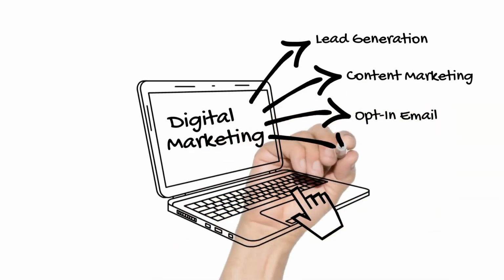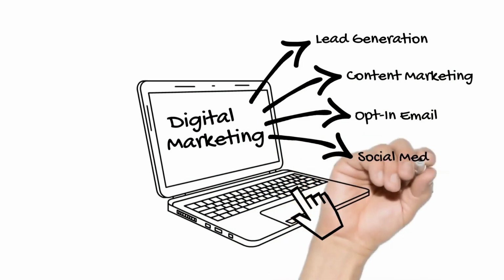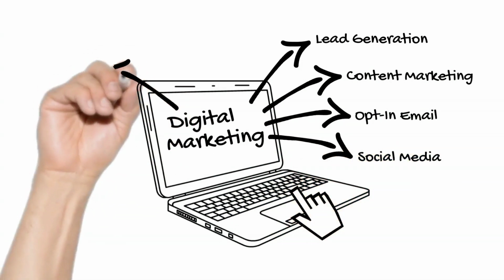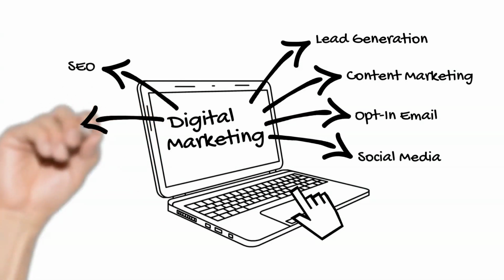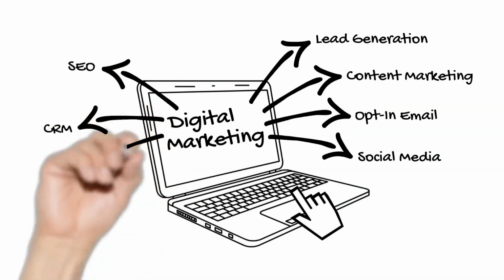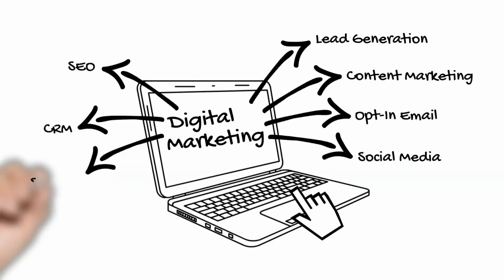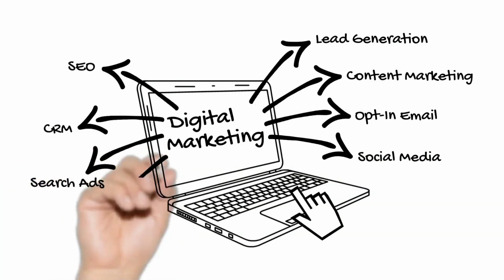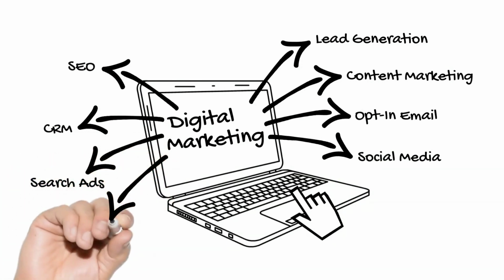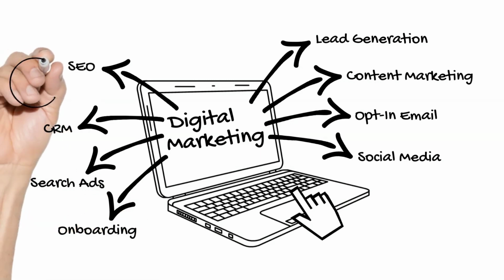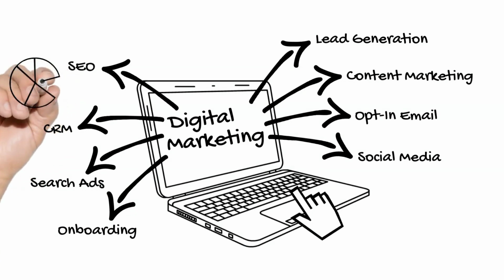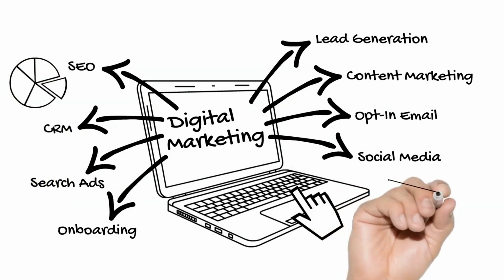First is lead generation. It means finding potential customers and creating interest in them. Next is content marketing, where valuable and engaging content is created to attract people. Then comes opt-in email marketing, where emails of interested users are collected to communicate with them directly. Social media marketing includes platforms like Facebook, Instagram, and YouTube, which are used to promote brands and connect with audiences.